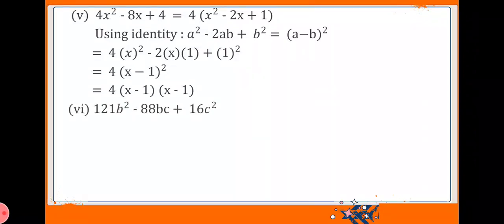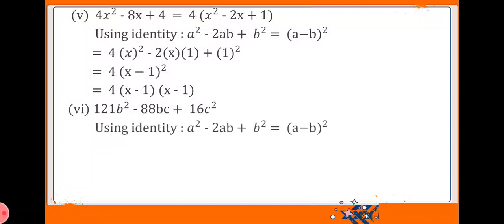Question number 6. 121b square minus 88bc plus 16c square. Here the middle term is minus, so we use the identity a square minus 2ab plus b square equal to a minus b whole square. Now 121b square, 121 is the perfect square of 11 and b square is the perfect square of b. So we get 11b whole square. Let's see the last term, 16c square is the perfect square of 4c. So the last term is 4c whole square.